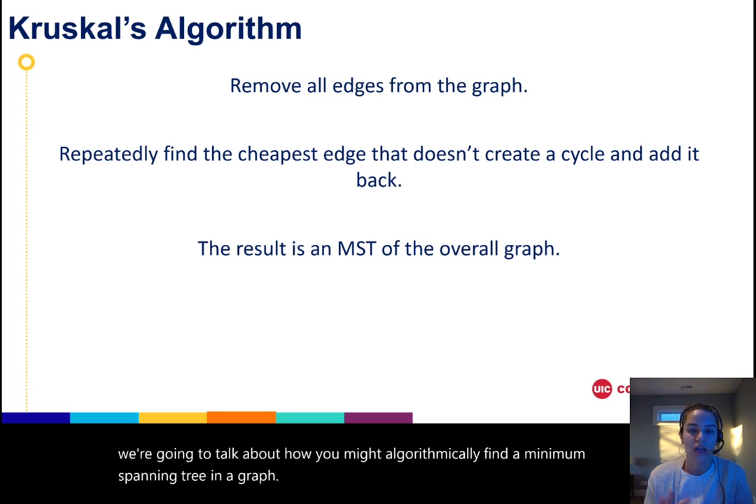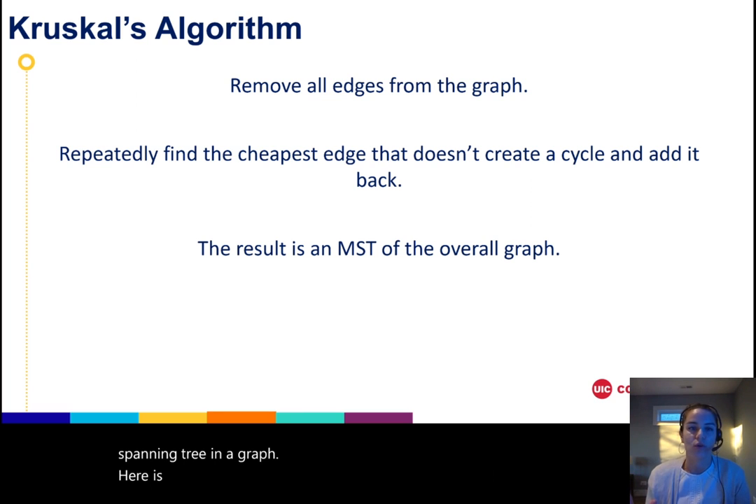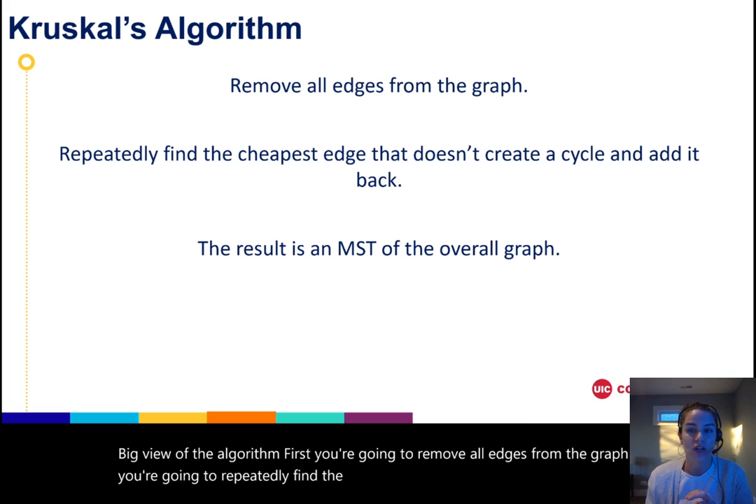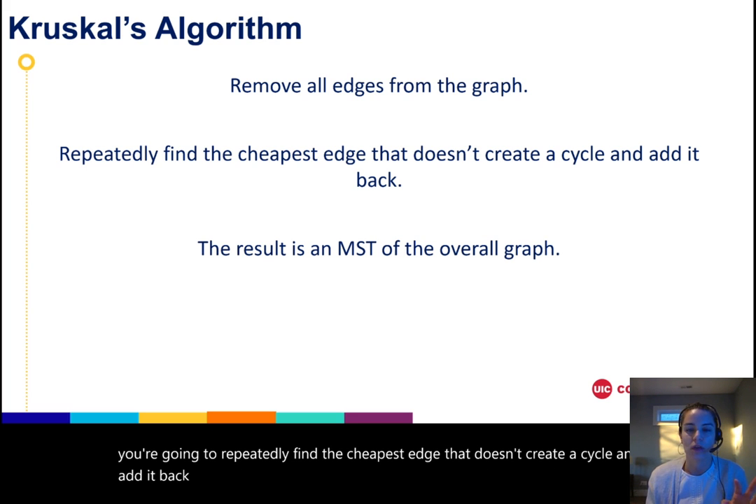Here is a big view of the algorithm. First, you're going to remove all edges from the graph. You're going to repeatedly find the cheapest edge that doesn't create a cycle and add it back. And in the end, the result will be the MST of the overall graph.